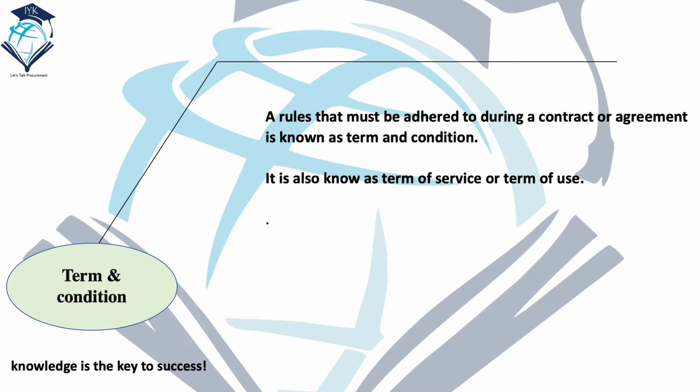These are the rules which explain well about the agreement, how the agreement will be executed, and what will be the termination process or procedures. Either there is a penalty or no penalty, or it will be a mutual understanding and the contract or agreement will be cancelled. So these are known as the terms and conditions.